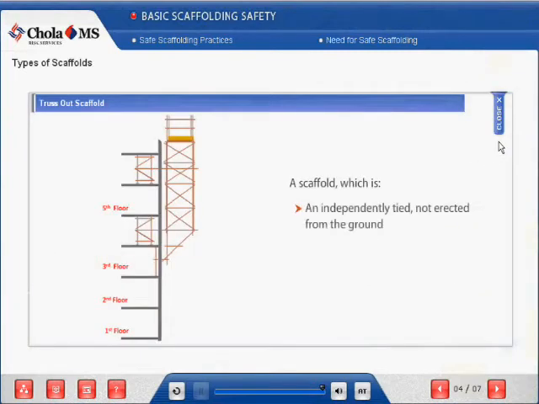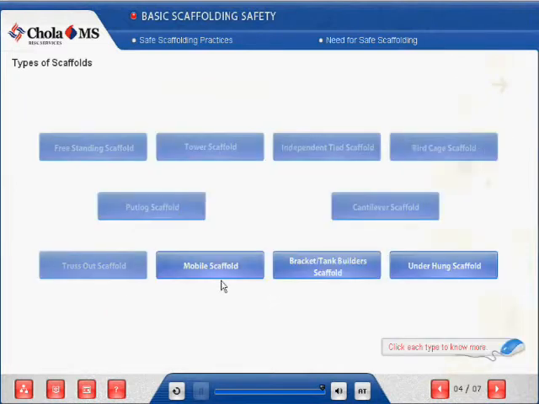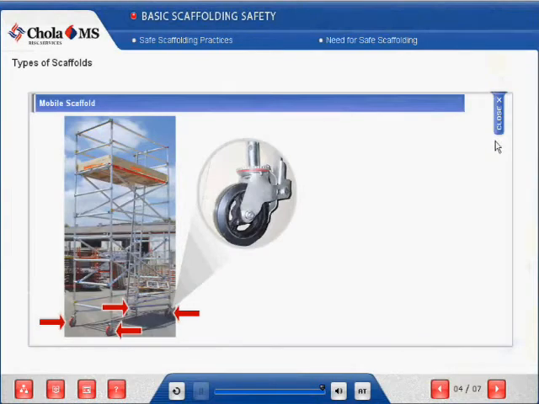Truss-out scaffold is an independently tied scaffold not erected from the ground. It is supported by a scaffold structure projecting from the face of a building or structure. Mobile scaffold is a movable scaffold based on or supported by caster wheels.